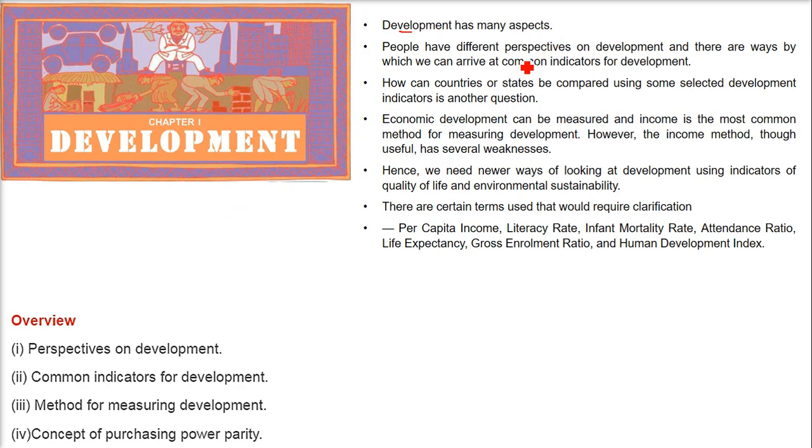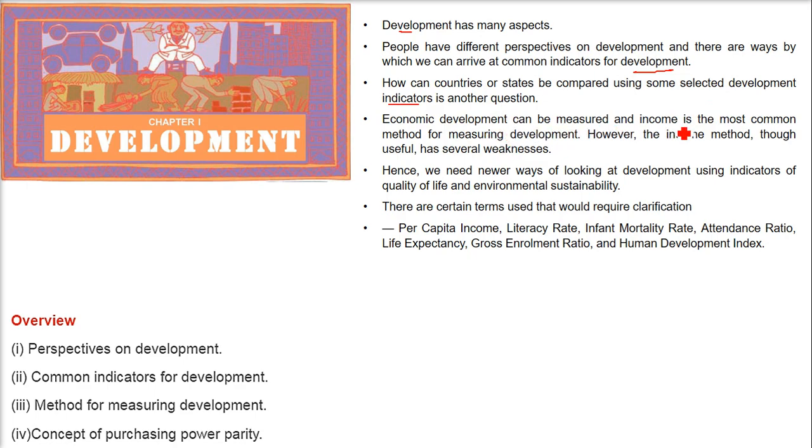Because people in the country are different. They have different perspectives on this development, and there are ways by which we can arrive at common indicators of development. So what is development? What are the indicators or pointers to development we are going to see? The countries and the states, how can we compare as far as development is concerned? We have to have certain proper parameters or indicators to understand the difference between two countries.